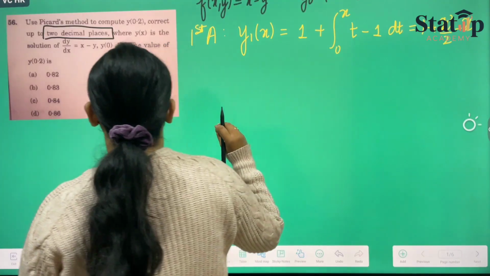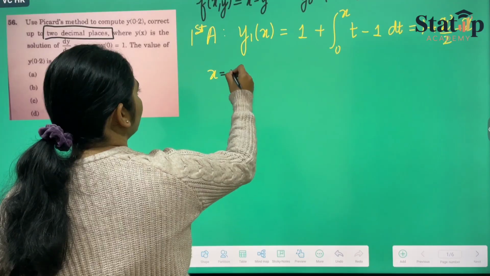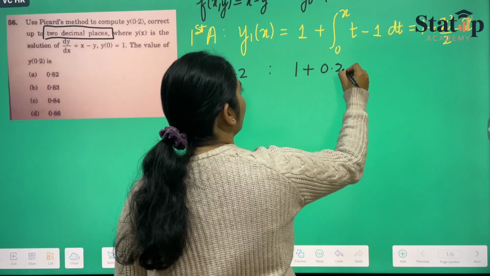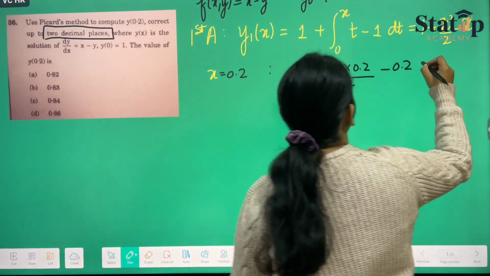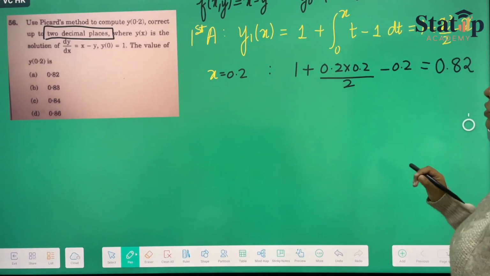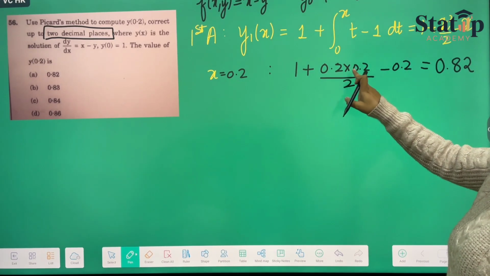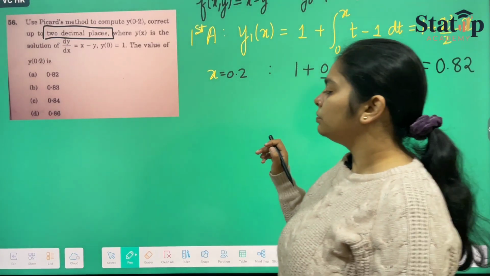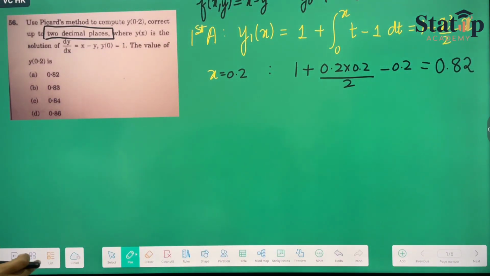So let us put our values here, where x is equal to 0.2. If I put the values here, I'll be getting 1 plus 0.2 into 0.2 upon 2 minus 0.2, which will be exactly equal to 0.82 if you solve it. 1 minus 0.2 will be 0.8 and 0.2 into 0.2 upon 2 will be 0.02. So the answer will be exactly 0.82. But we don't know anything after this 2. Our answer is coming exactly to 2 decimal places.